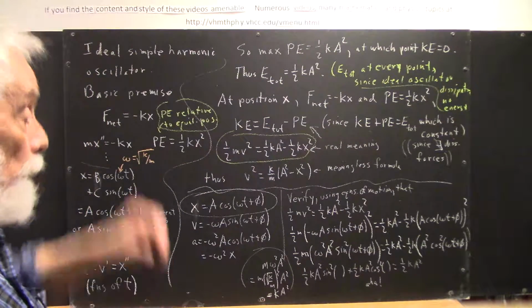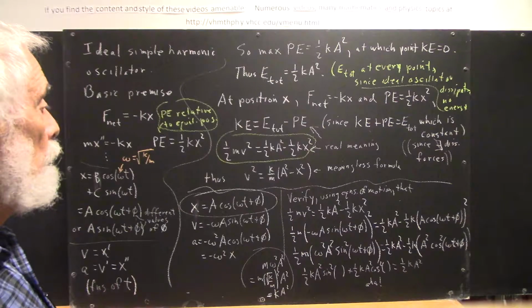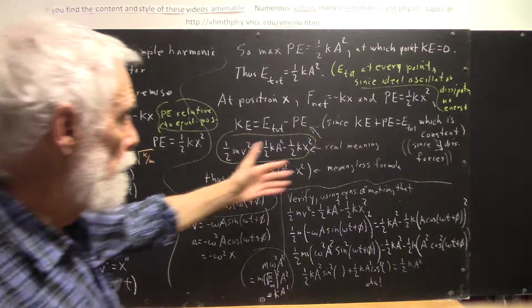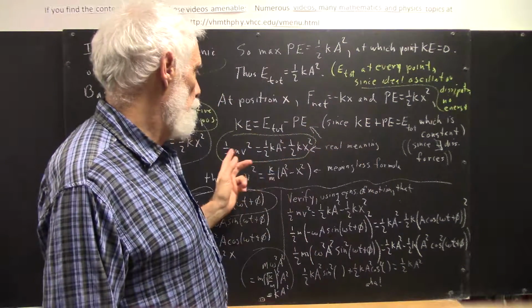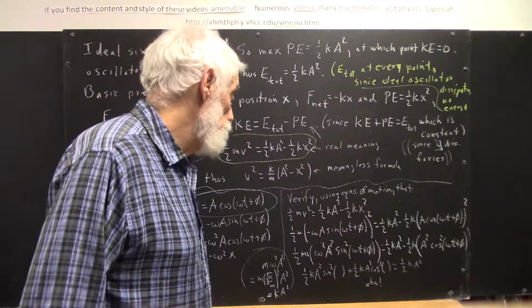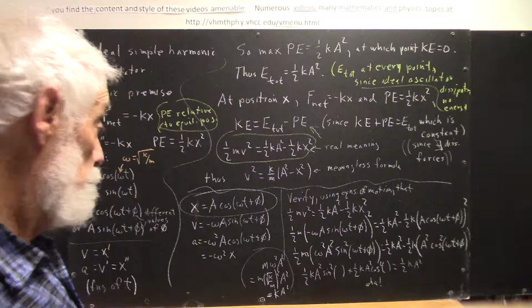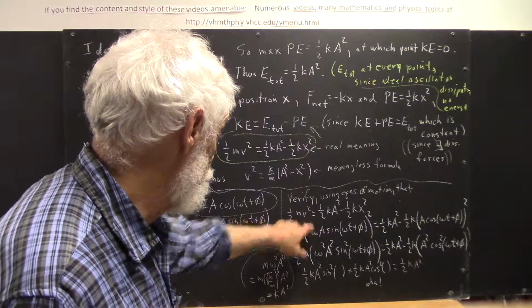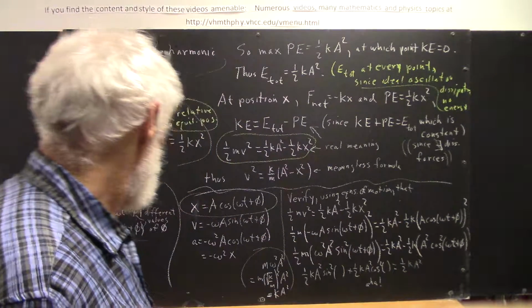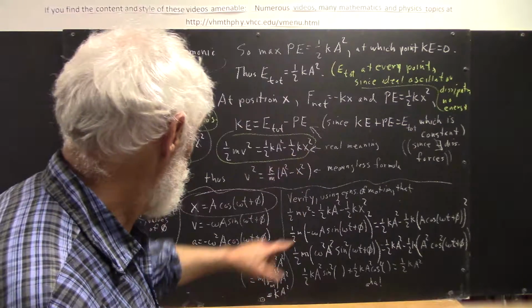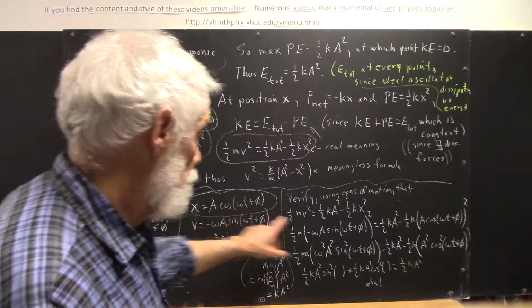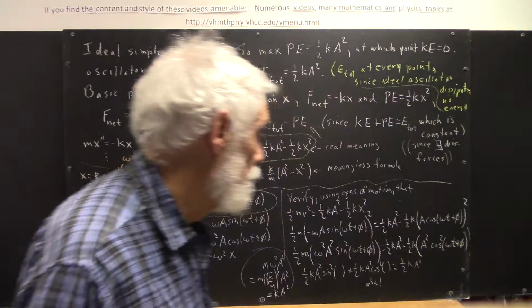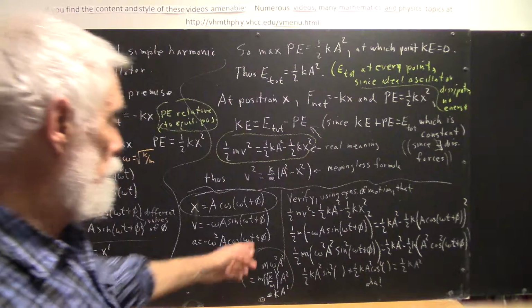Okay? Now, to verify, we want to verify using the equations of motion that this equation holds. So what do we do? Well, the obvious thing to do is we got an expression for v, plug it in. We get this. We got an expression for x, okay, plug this in for x. That's what we have. And we get this equation.